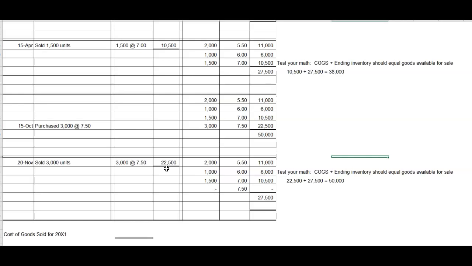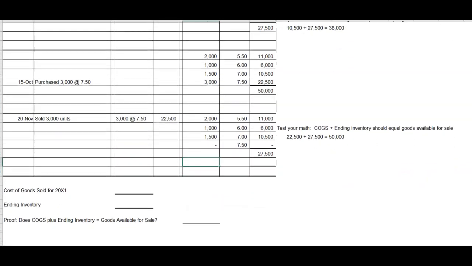And after that sale, the inventory we have left are the 3 old layers and nothing of the newest layer, for a total cost of $27,500 of ending inventory. And if we check the math, cost of goods sold of $22,500 plus ending inventory of $27,500 equals $50,000, which is the cost of goods available immediately before the November 20th sale.